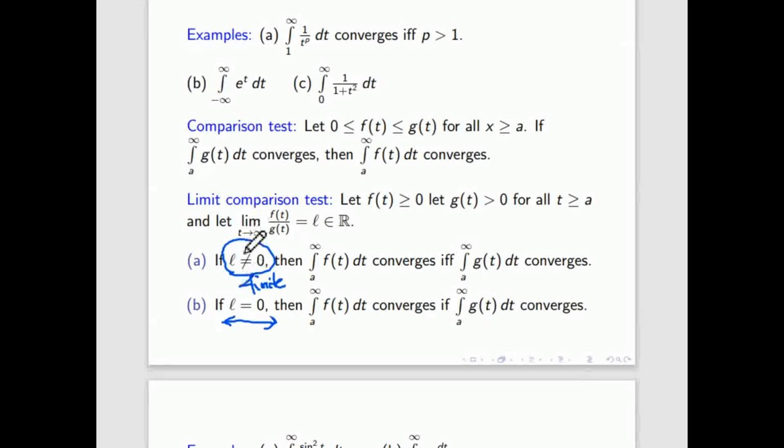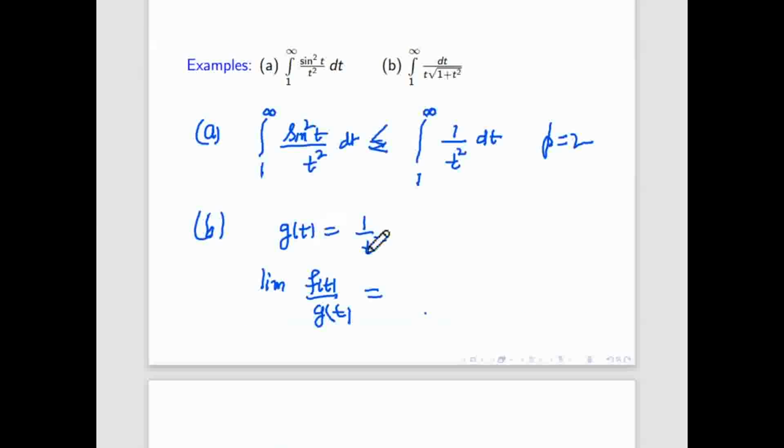For limit comparison, we have to check what the limit will be as t tends to infinity. If it comes out finite, then both have the same nature. If this integral converges, then the original integral will also converge. If it diverges, then the original will also diverge.